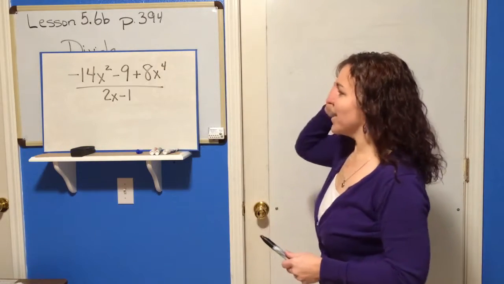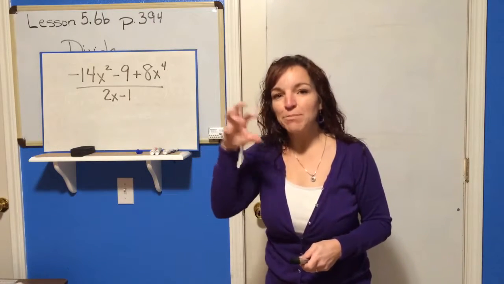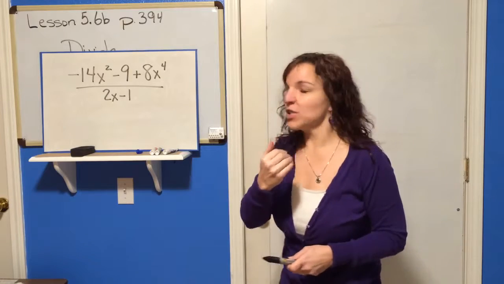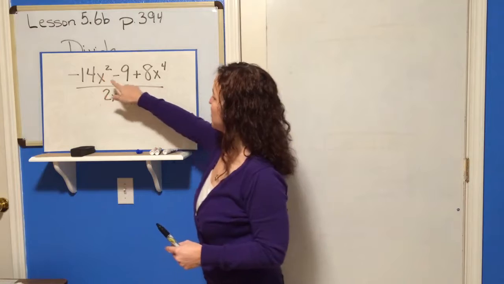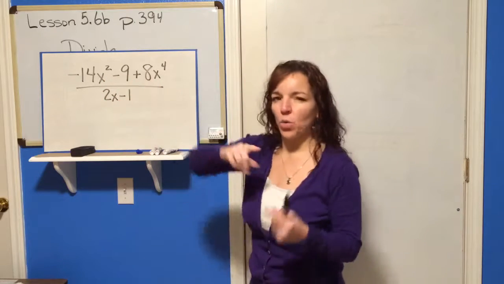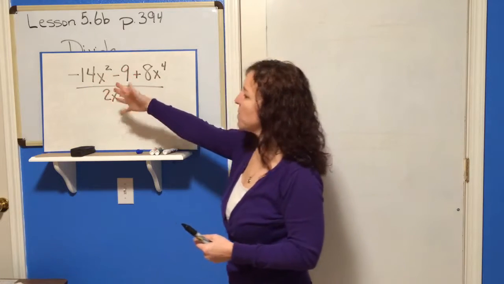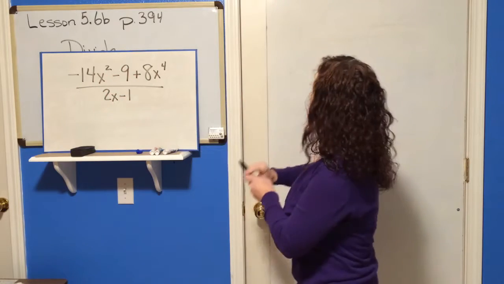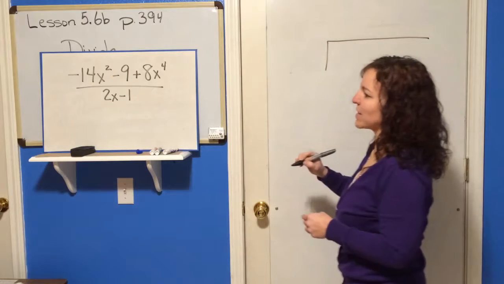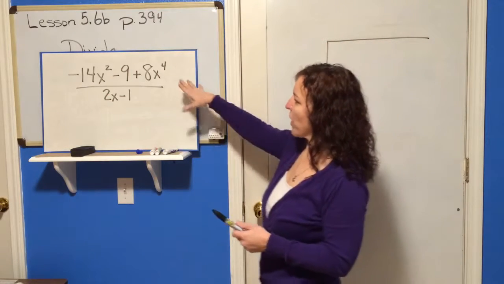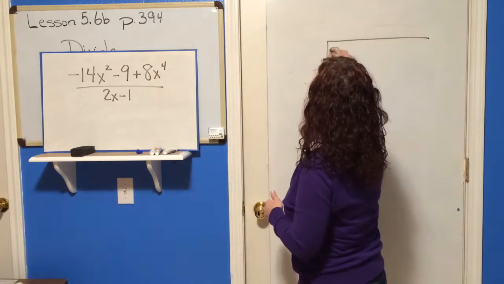So we're going to divide. Now here's the trick with this part. Every term must be represented in your divisor. So in this case, first of all, the degrees of these exponents are not in order. And number 2, they're not all represented. So what you're going to do is, in your dividend, the number that's inside the box, you're going to start out with the largest exponent. So 8x to the 4th goes first.